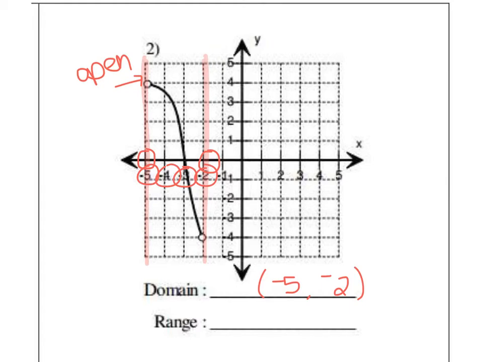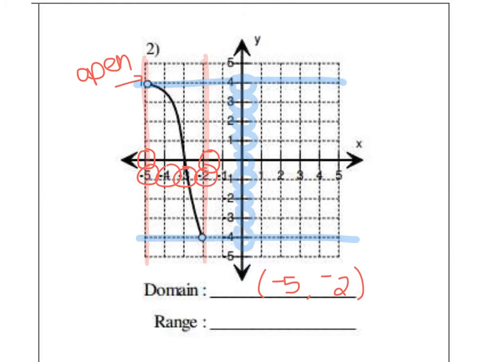When we look at our range, we're going to do the same thing. So the range of our function goes from the bottom of negative 4 all the way to the top of positive 4. So this is our range: 4, 3, 2, 1, 0, 1, 2, 3, and 4, and it's including all the points in between.